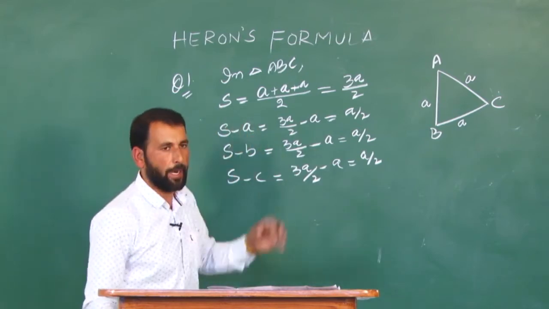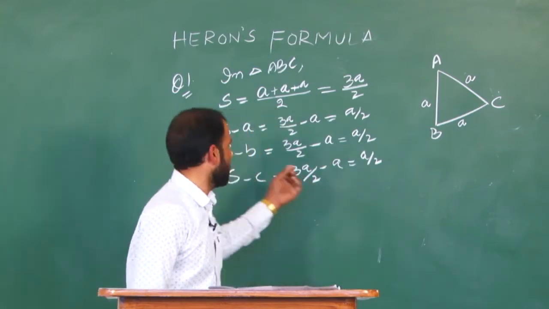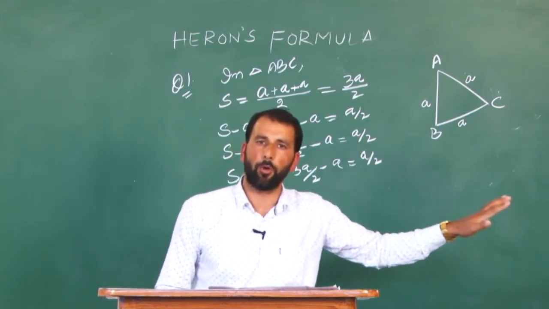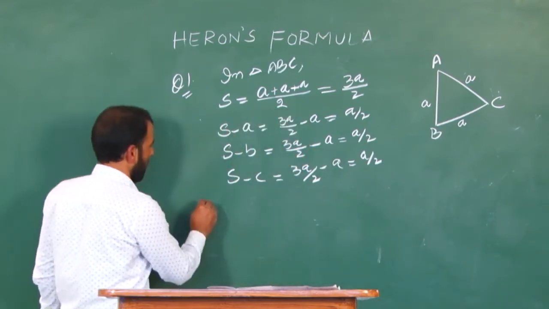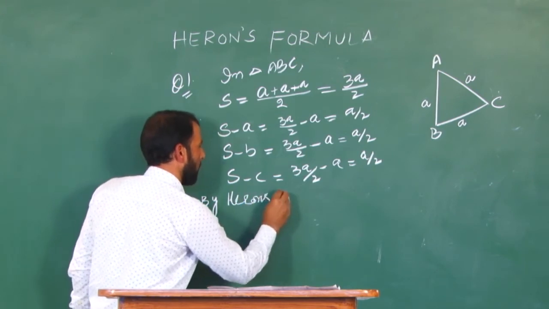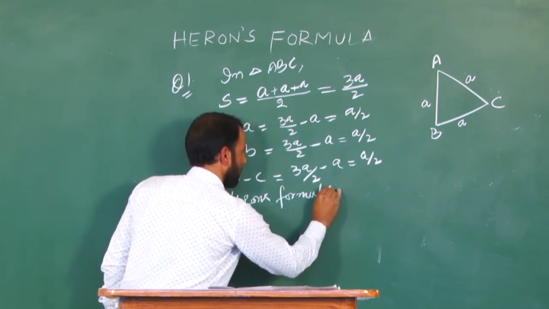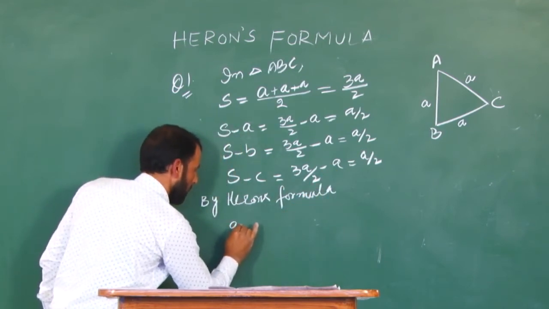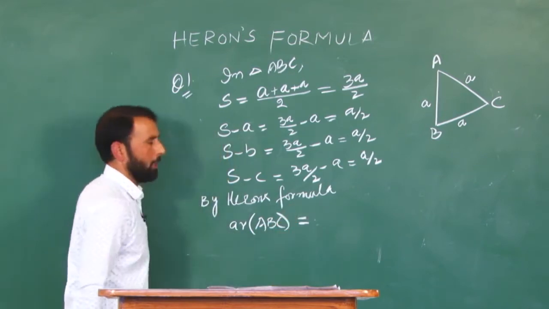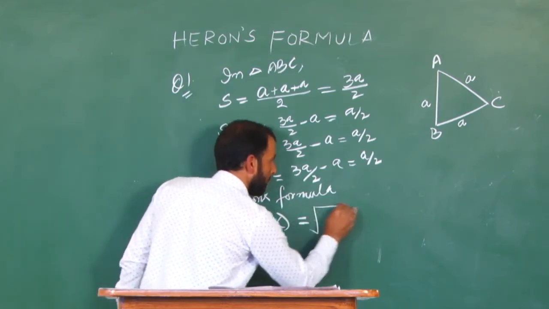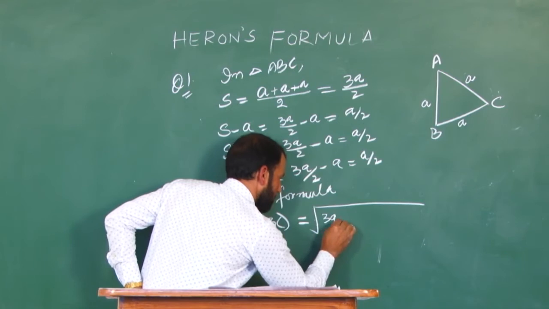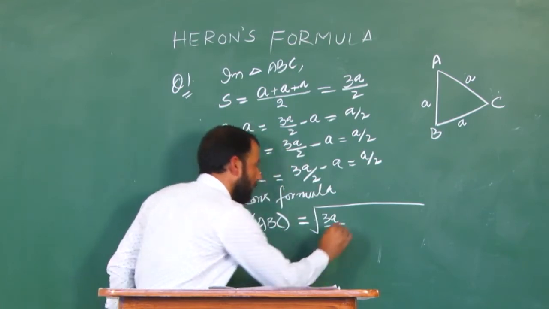Now we have here s, that is 3a by 2. We have s minus a, s minus b, and s minus c. Now by Heron's formula, we can find out the area of this equilateral triangle. By Heron's formula, area of a triangle ABC, but the triangle is equilateral, equals the square root of s into s minus a into s minus b into s minus c. What is s? It is 3a by 2.